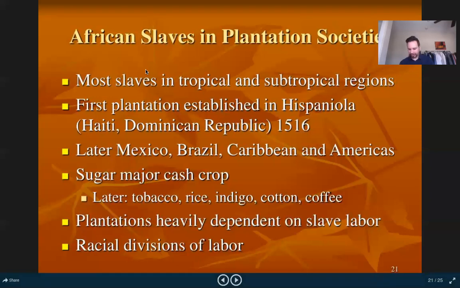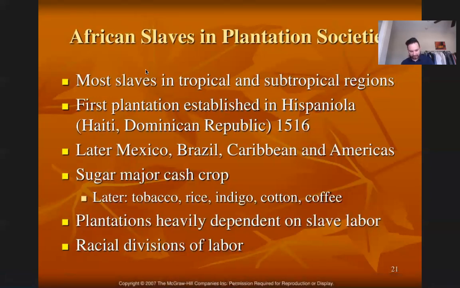All right, so African slaves in plantation societies. What was that like? Most slaves were working in tropical and subtropical regions. In the Americas, think of the South, which is a subtropical region. You see this in the Caribbean, in Brazil. That's where most of the slave populations went in the Americas.